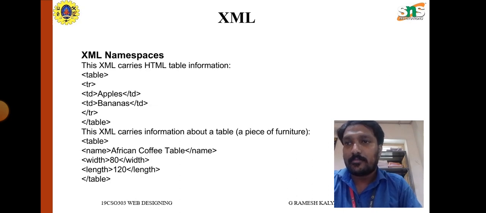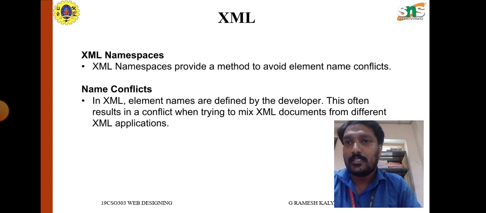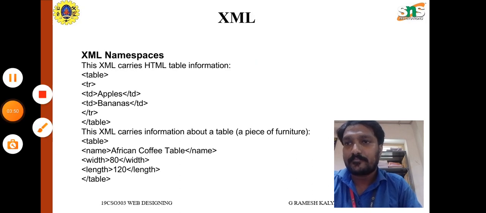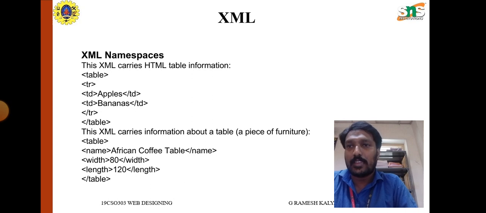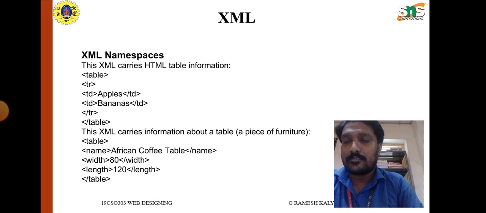This is an example of the conflict I described. In this example we have two tables, as I said previously. The first table refers to the names of fruits, like apples and bananas. The second table mentions the width and length of a table called African coffee table. So in the same document we have two tables that differ only in their data. This becomes a big confusion and results in a conflict.